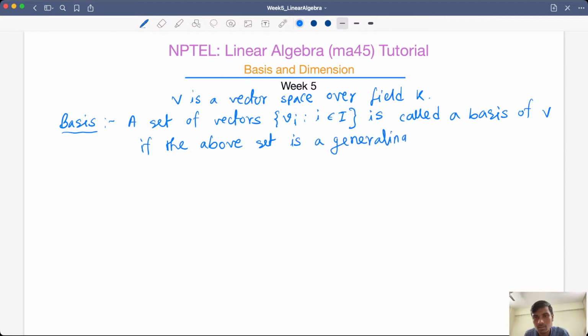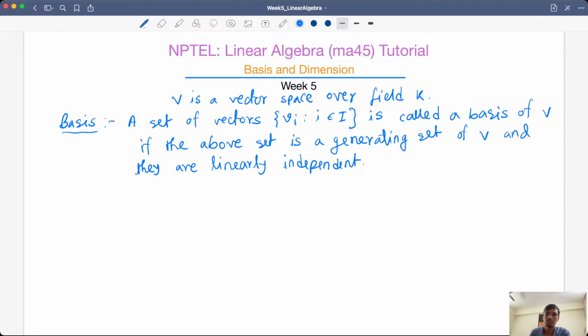That is, it is a generating set of V. That means each element of V you can write as a finite linear combination of the vectors Vi, and linearly independent means that if a linear combination of Vi is 0, then all the scalars that you considered with Vi must all be 0, right? Then you call this a basis of V, right?